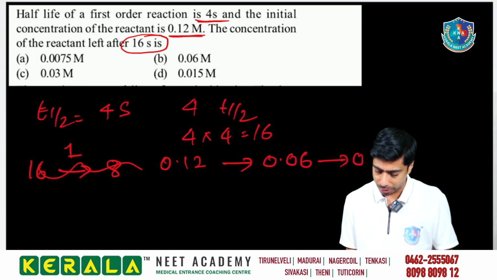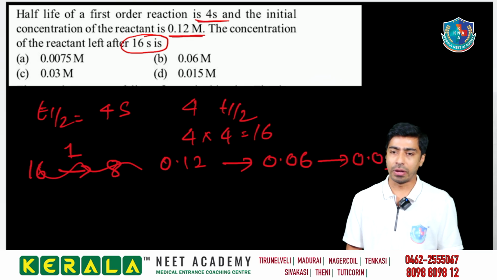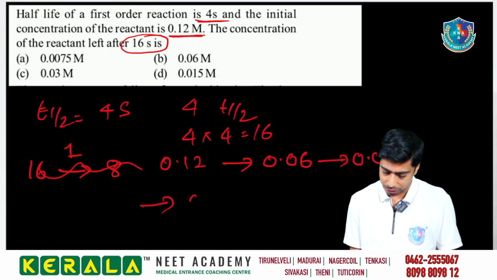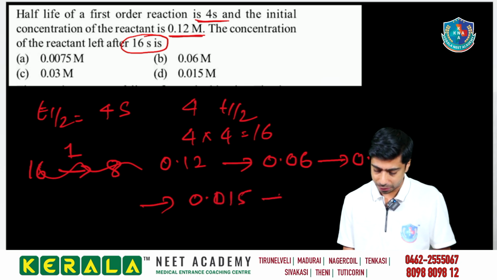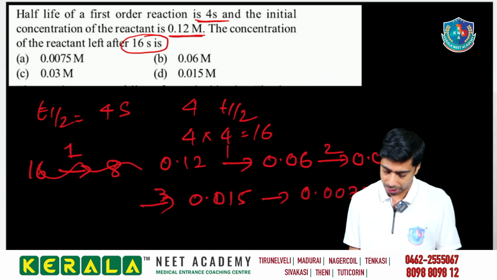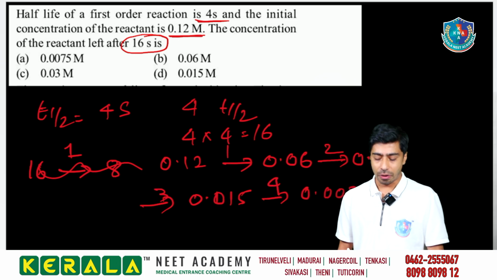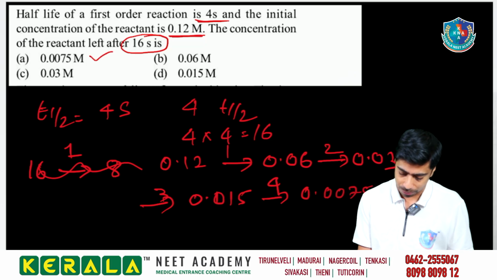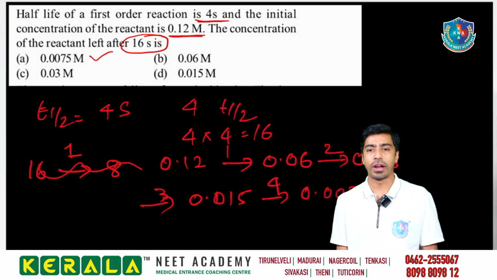In the next half-life, it will become 0.03. Now 2 half-lives are completed. Next one, it will become 0.015, isn't it? And then it will become 0.0075. So 1, 2, 3 and 4 half-lives are completed. So after completing 4 half-lives, the concentration will be 0.0075 molar.